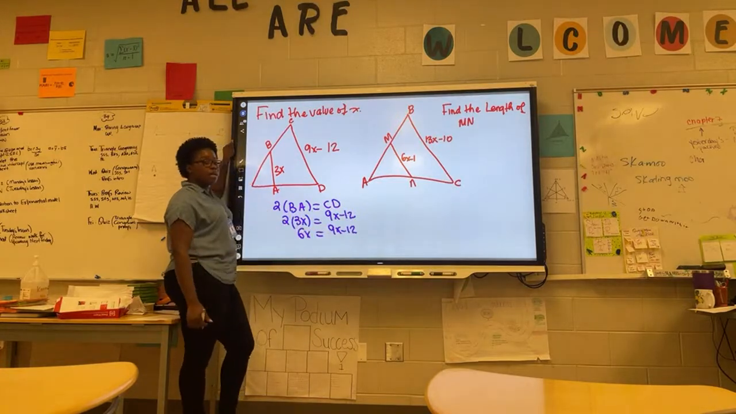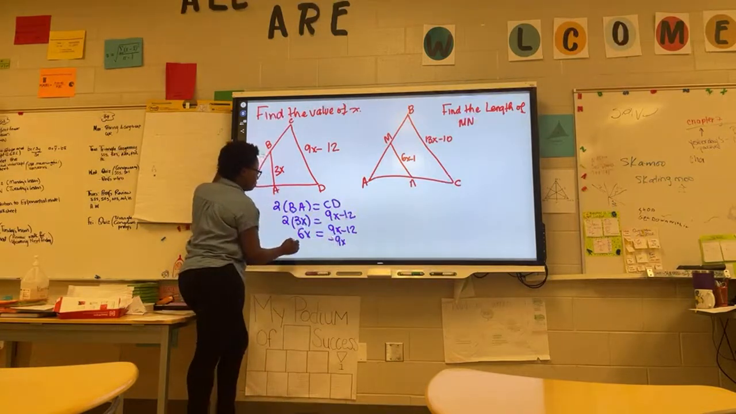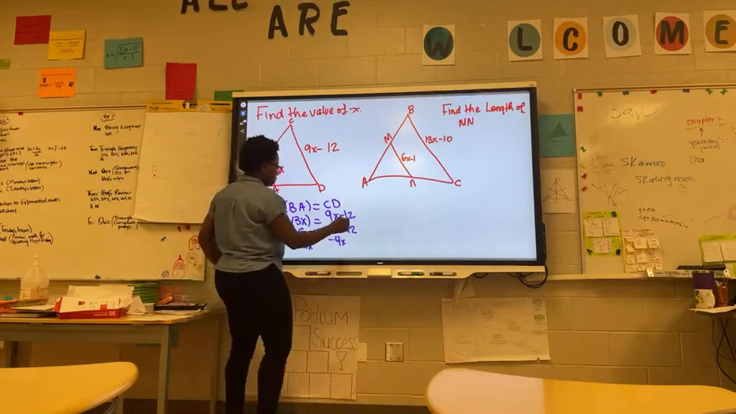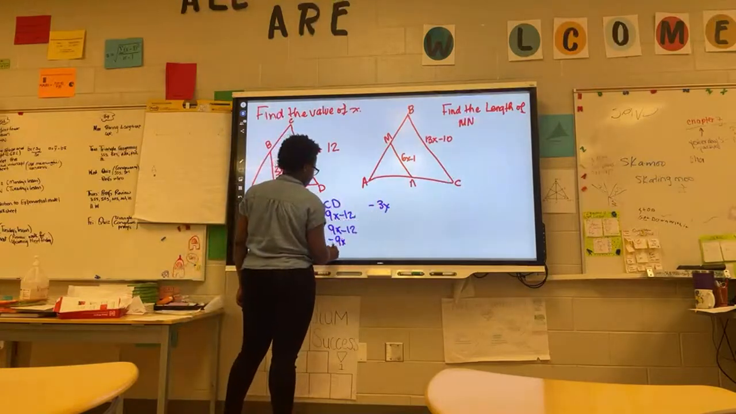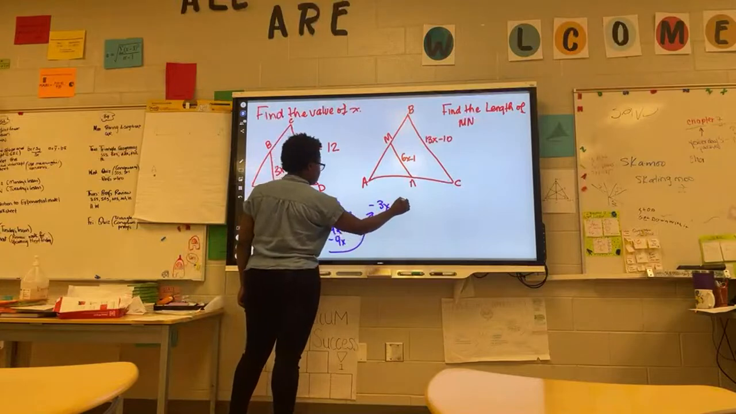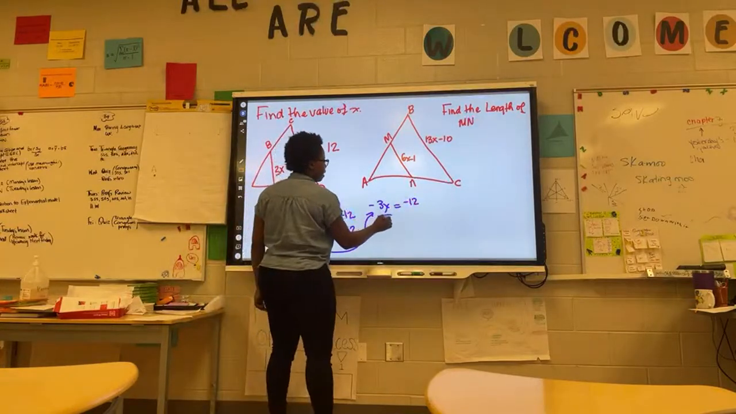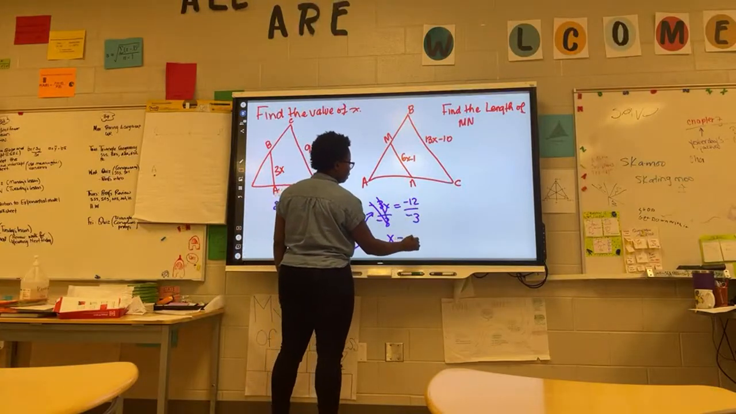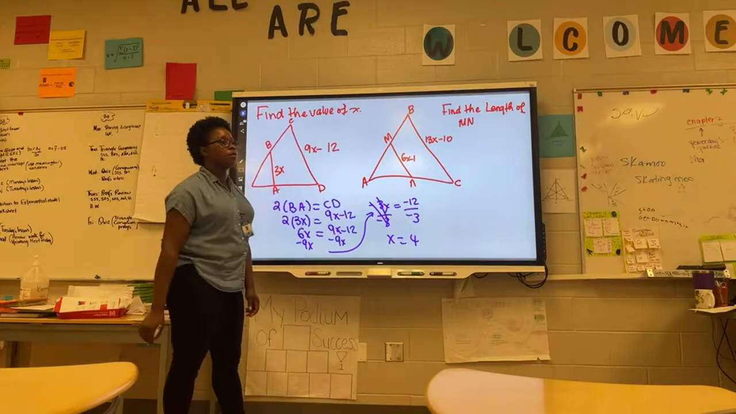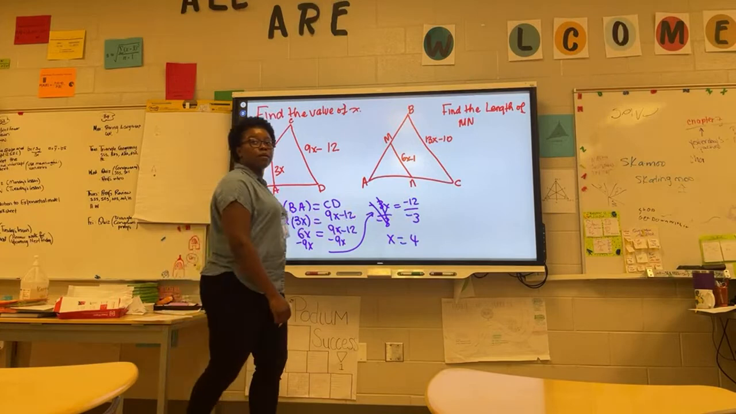And once you do that, you're now going to basically solve for x. So you're going to minus 9x from both sides. So we're going to have a negative 3x is equal to negative 12. From here we simplify by dividing by negative 3 on both sides. So x is equal to 4.